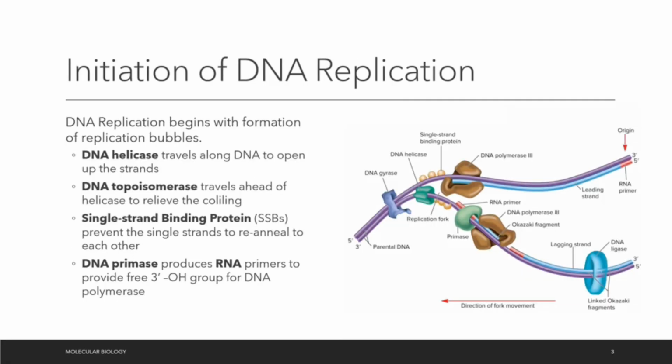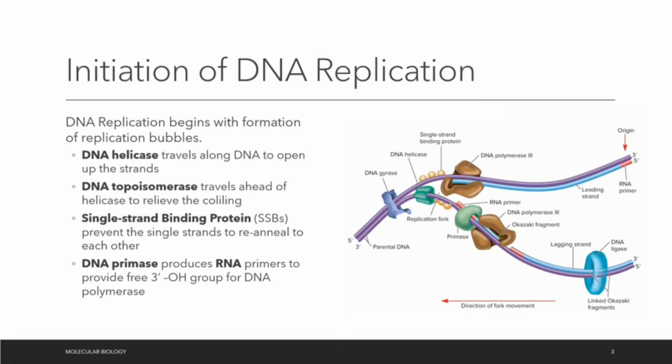Let's start with the initiation process of DNA replication. DNA replication begins with the formation of replication bubbles on DNA molecules. For prokaryotic cells, this replication bubble is formed at places called origins of replication. And in eukaryotic cells, the replication bubble can appear multiple times along the entire genome, along the entire chromosome.